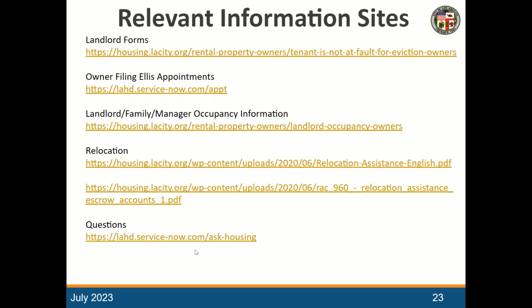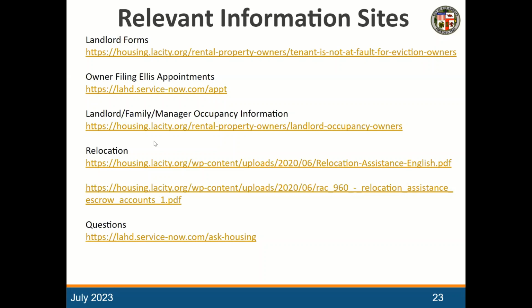So as I previously stated, we do have a list of some important websites that would be good to review if you're planning on pursuing a no-fault eviction. We have the forms available for you online. We have appointments that you can schedule. We have specific information on the owner, family, manager, occupancy eviction. That's very important because there are several exceptions to the rule where the eviction cannot take place. There are protected tenants that cannot be evicted for this reason.